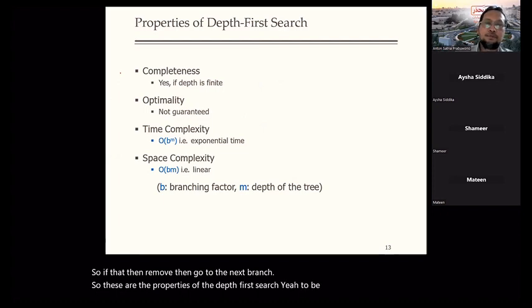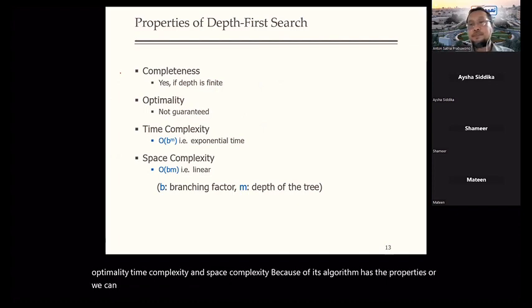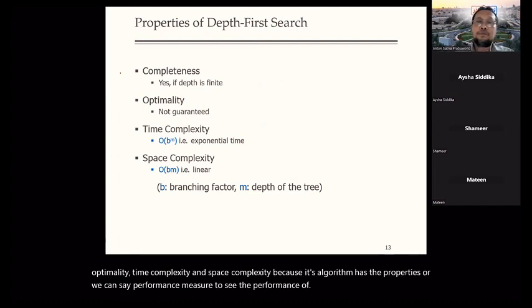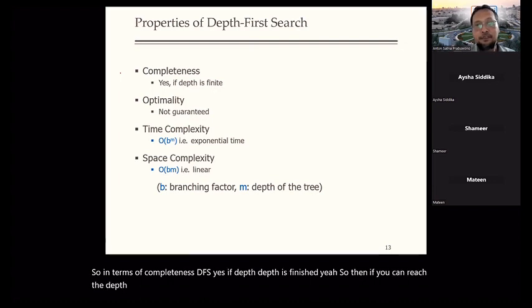To be clear here: completeness, optimality, time complexity, and space complexity. Each algorithm has properties, or we can say performance measures, to observe the performance of the algorithm, like this one, depth first search. So in terms of completeness, DFS, yes, if depth is finite. If you can reach the depth, finite, stop, then it is complete, right? If not, of course we will still continue until we reach the goal.